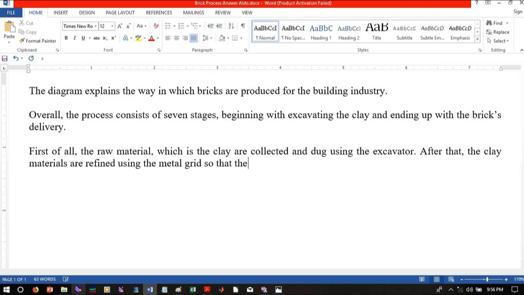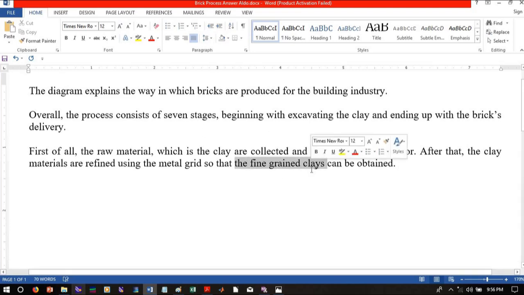So that the fine grain clays can be obtained. If you see, I actually use the specific word here, fine grain clays.